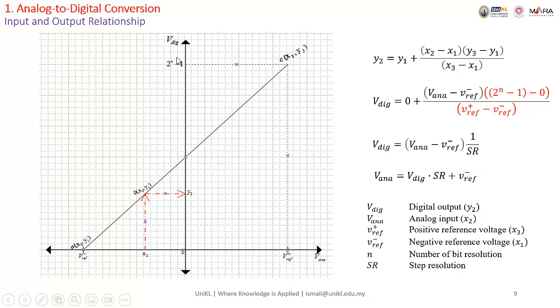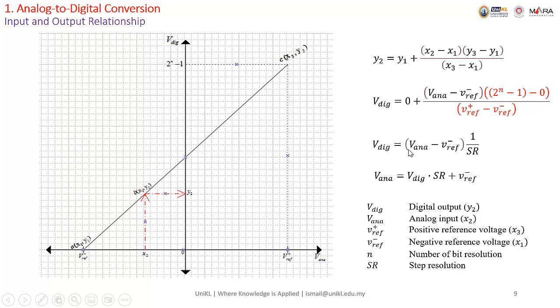So what is Y3? Y3 is 2 power of n minus 1. And then what is Y1? Y1 is 0, right? 0. And then what is X3? X3 is a Vref positive. And then what is X1? X1 is Vref negative. So from that we can write down the formula, so V digital equal to 0 plus V analog minus Vref negative multiply with 2 power of n minus 1 minus 0 over Vref positive minus Vref negative. And then from that, we can rewrite it, okay, taking out 0 and so on.